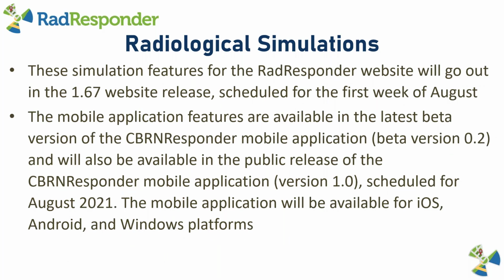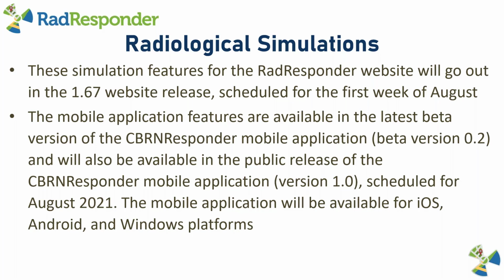So these simulation features for the RadResponder website will go out in our 167 website release. So that's scheduled for the first week of August. So coming up very soon. Some of the items I'm showing here today, you're actually not going to see in the production version of the site just yet. But again, they're going to be released quite soon in the next couple of weeks. First week of August is our target for that 167 version that will make available all of the simulation features you're seeing here.